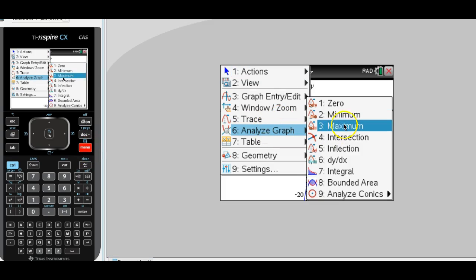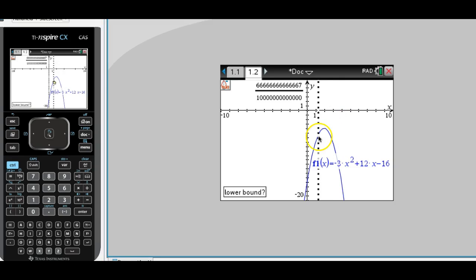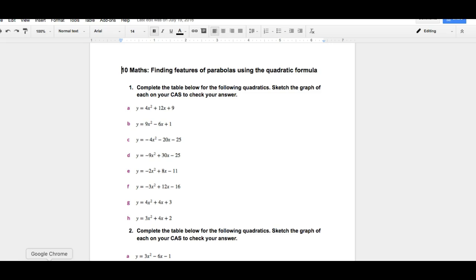Turning point, you can get, what do we need? Analyze graph. It's a maximum. There it is at 2, negative 4. And you should be able to draw it from that. Okay, let's move on because I don't want this video to be too long.